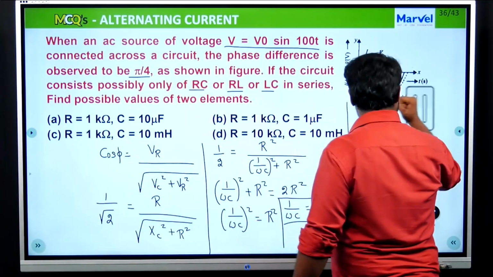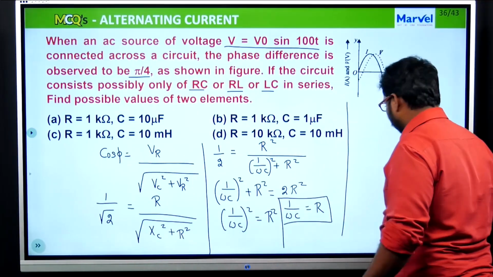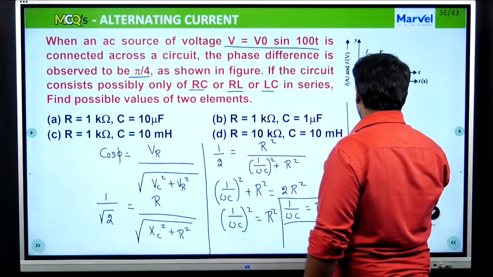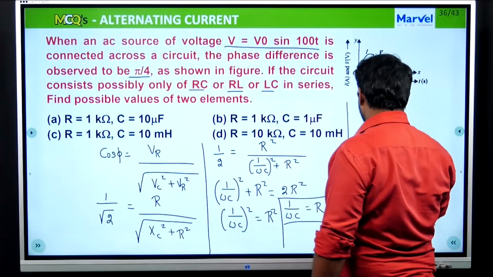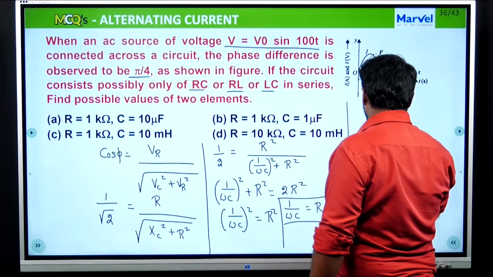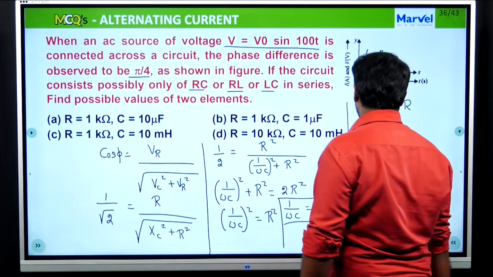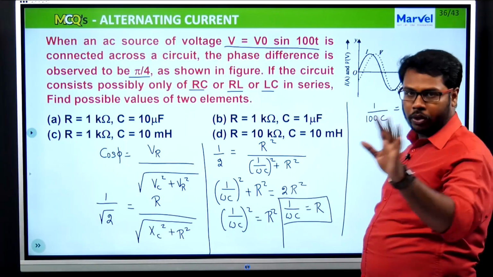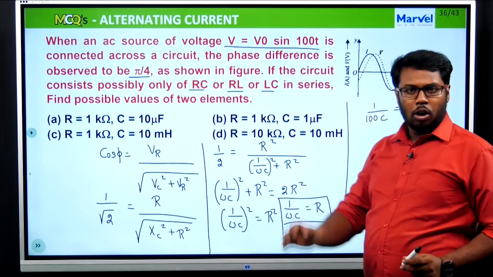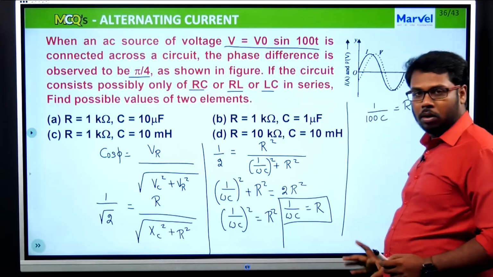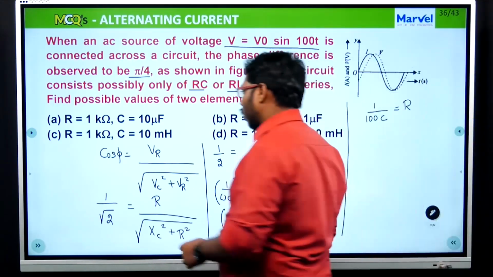Now listen, I am still going to substitute that omega in here, where 1 by, what is omega from the equation? It is 100, right? 100 into c is equal to r. Okay, so do one thing. You have 4 options with you. You try to plug one by one. I'll tell you how to do it.